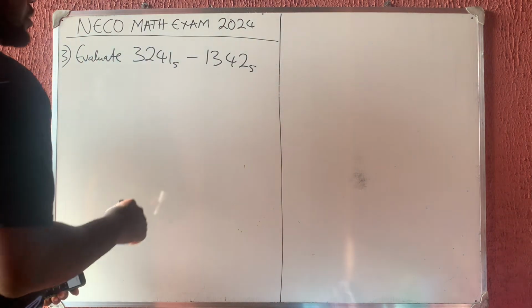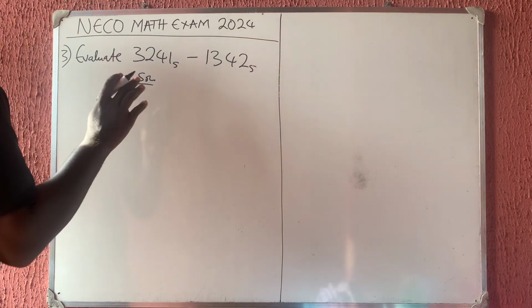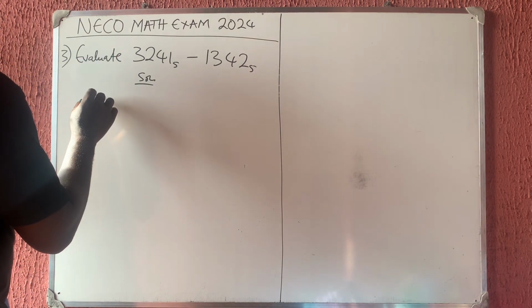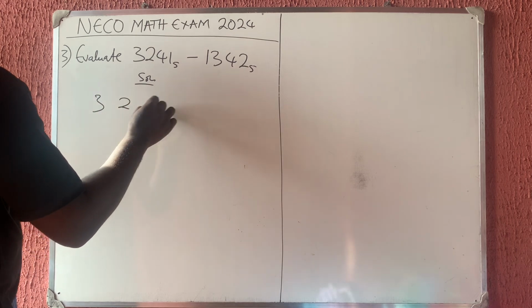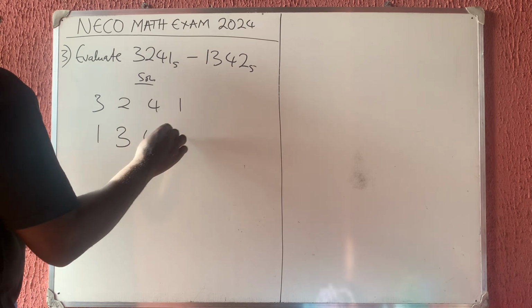We are going to solve this in two ways. The first way is to subtract straight. Since it is an objective question, it will be easier this way. So I have 3241 minus 1342.